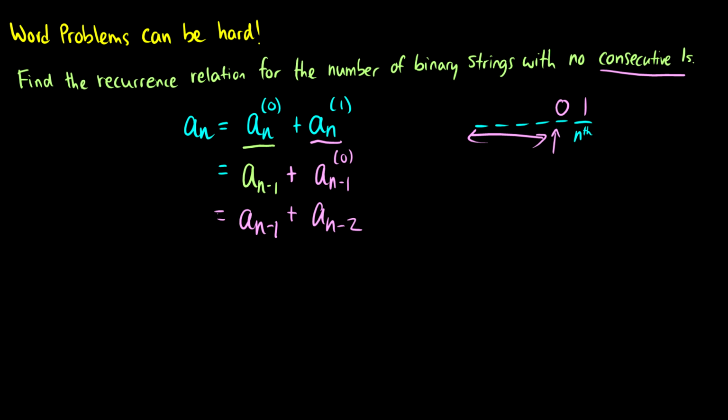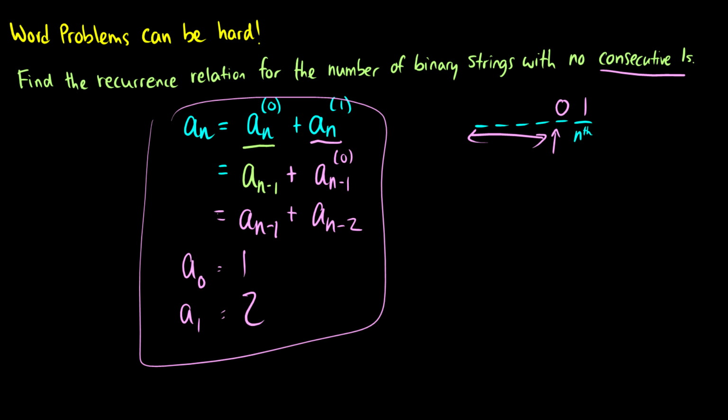So a_n = a_{n-1} + a_{n-2}, and this is the recurrence relation. Of course, we need to know how many ways we can have a string of length 0: 1. How many ways can we have a string of length 1? It can be either 0 or 1, so it would be 2. And this is your recurrence relation. So the number of binary strings with no consecutive ones can be found with this recurrence relation.